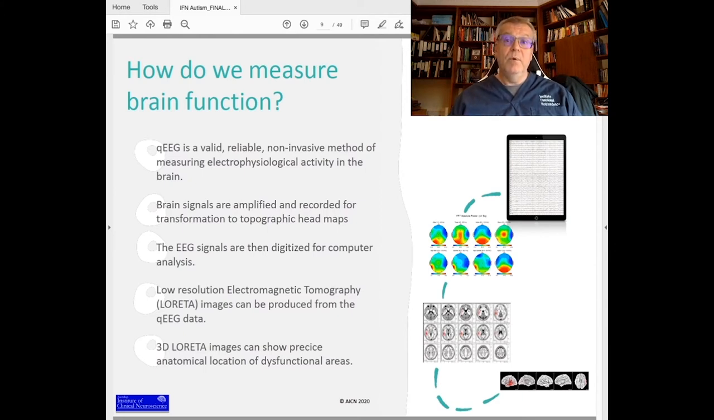Now, bear in mind, when we're measuring or using an EEG, we're not putting anything into your brain. We're not stimulating your brain in any way. We're just measuring what's actually already happening there. So we're not going to change your brain by measuring the function in that brain with an EEG.